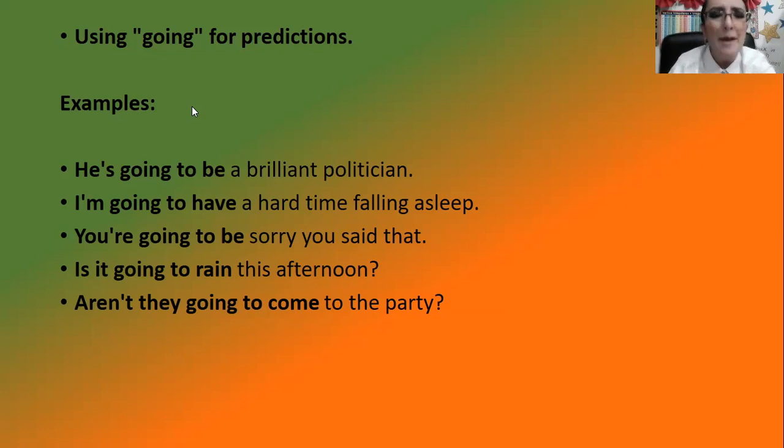He's going to be a brilliant politician, maybe because he's very good at school, or I don't know why. Or I'm going to have a hard time falling asleep because I'm suffering from this sickness. I have been suffering from this situation during all this week. It is a prediction that you are making, but you have certain evidence that is going to be helping you to make this prediction.